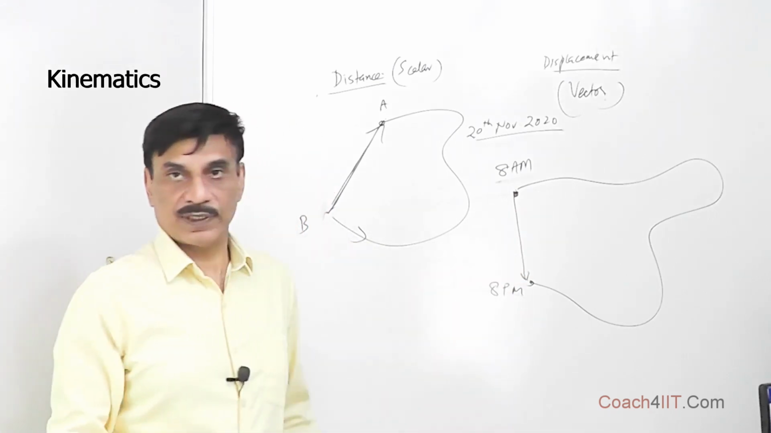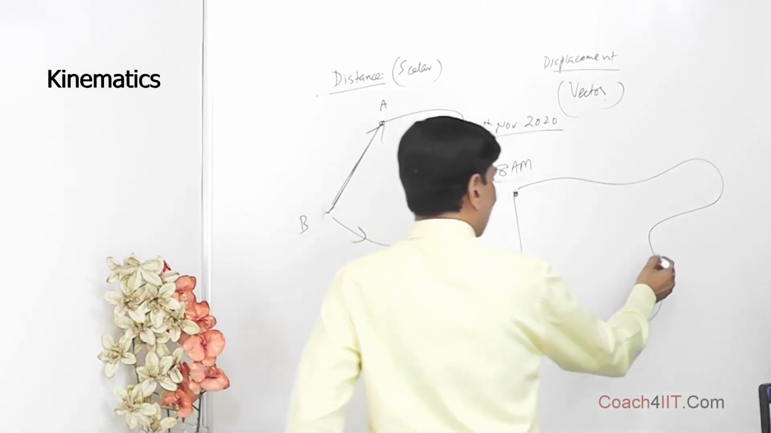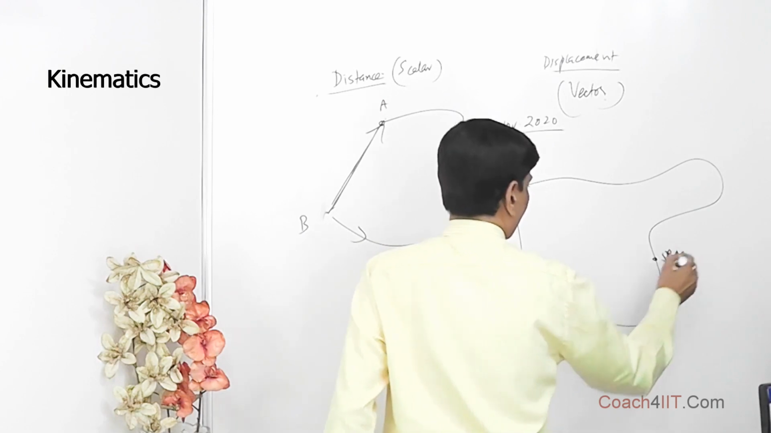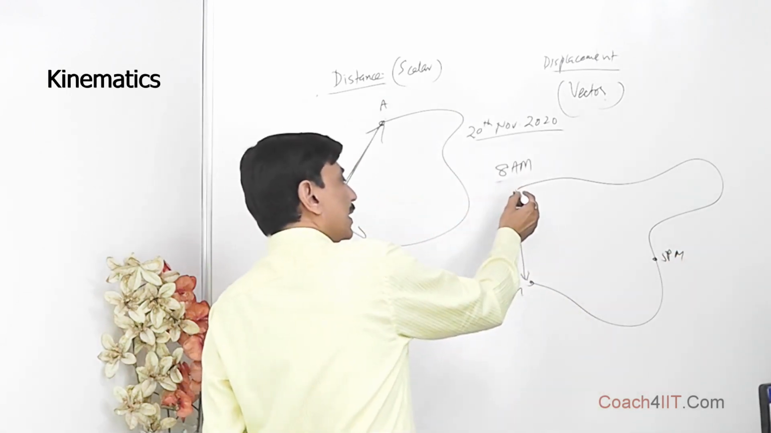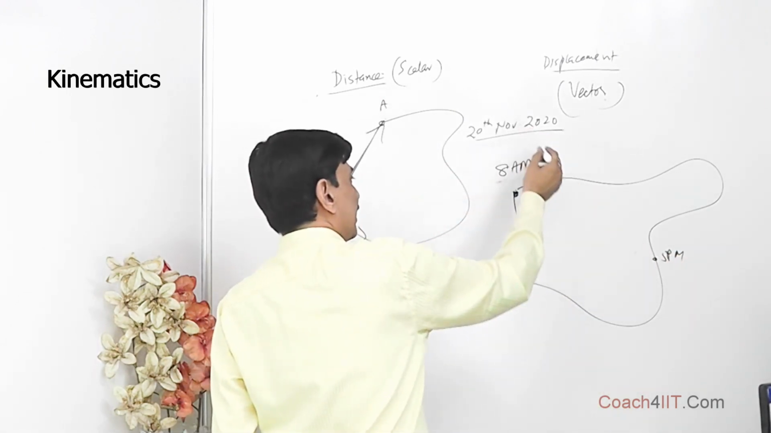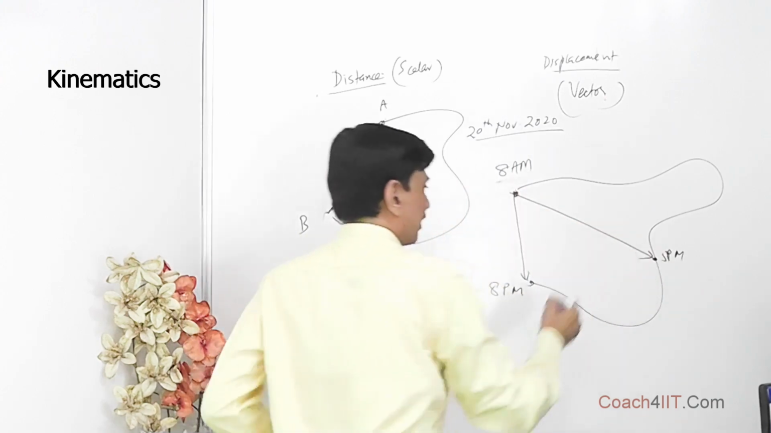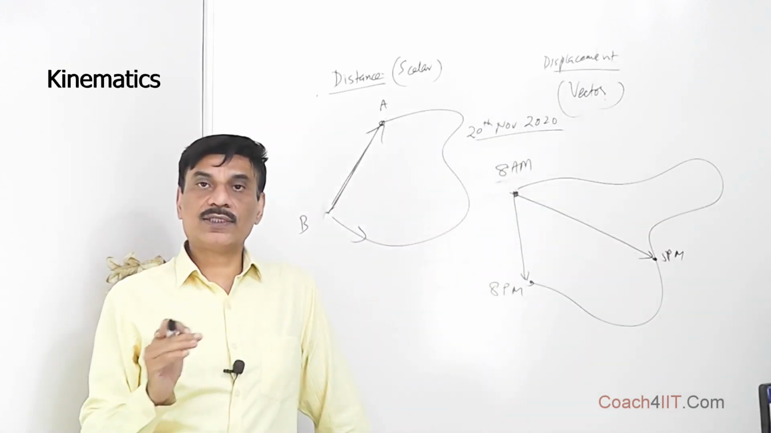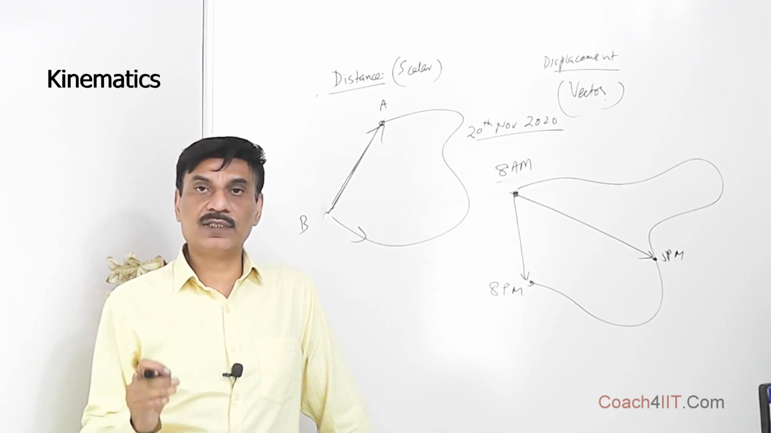If at 5 p.m. this person is over here, then between 8 a.m. and 5 p.m. on this date, the displacement is like this. So always associate distance and displacement with respect to time.